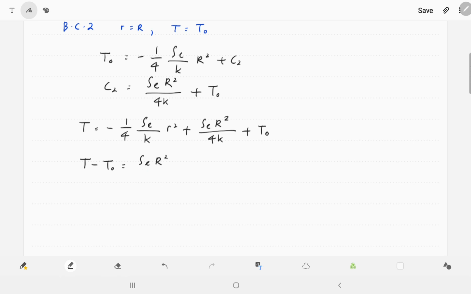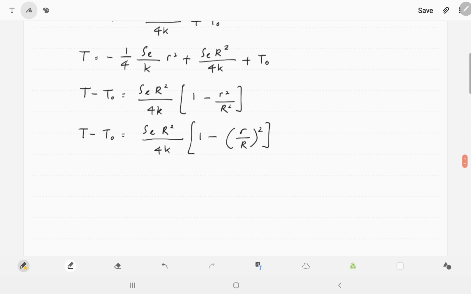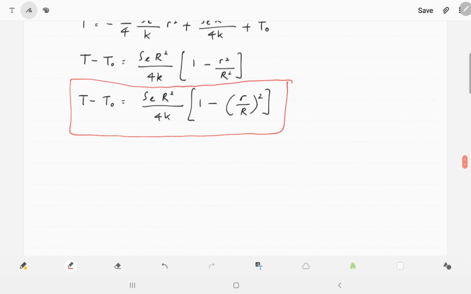And then T minus T0 will be equal to S_e R squared divided by 4k times 1 minus r squared divided by capital R squared. So T minus T0 is equal to S_e R squared over 4k times 1 minus (r over capital R) squared. So then we have solved the temperature distribution in the electric wire.